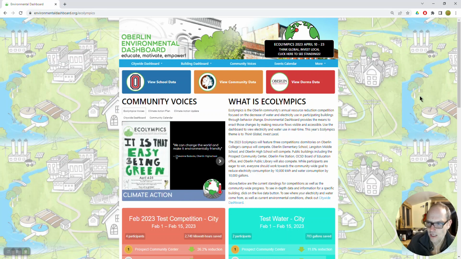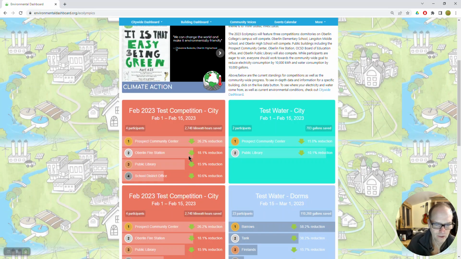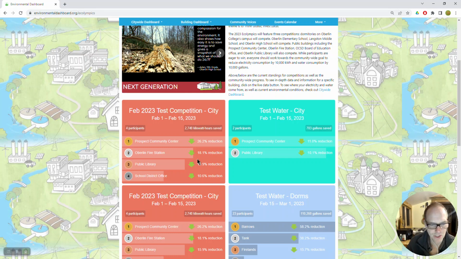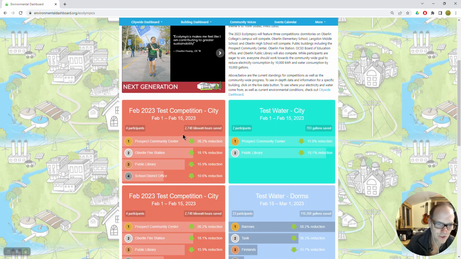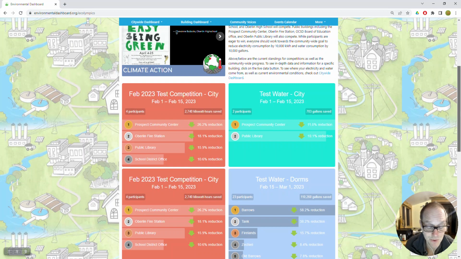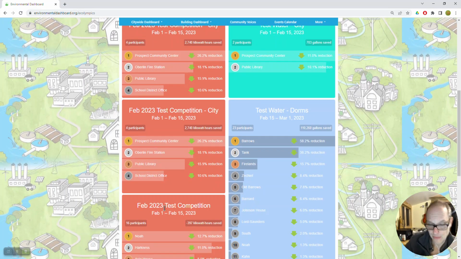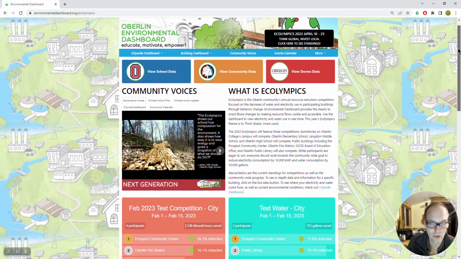These results are kind of a mock-up for a test competition, just so we can show you what it looks like when a competition is occurring. You'll see these arrows with percent reductions once the competition starts. So the schools will be at the top here for electricity and for water and the other competitions. So there's separate competitions between the schools, between the dorms at Oberlin College, and between these four buildings in the city of Oberlin. So all of that'll be here just for a quick look at things.